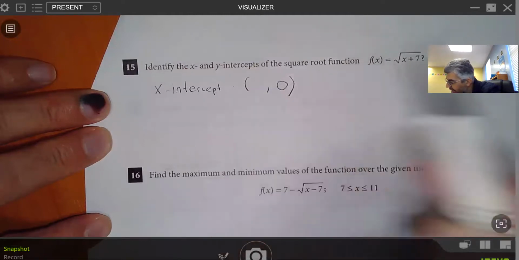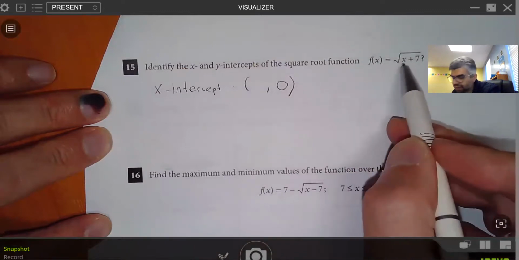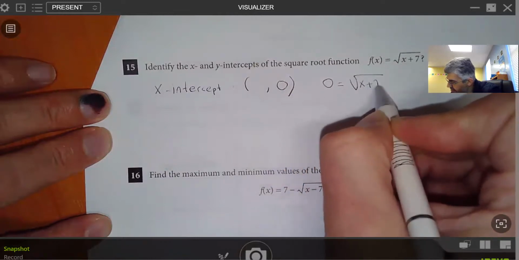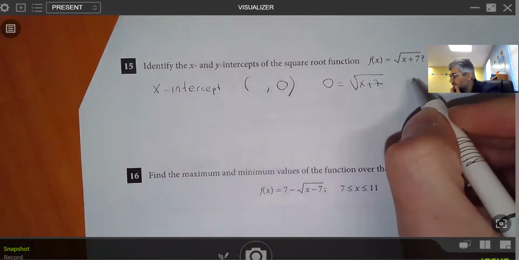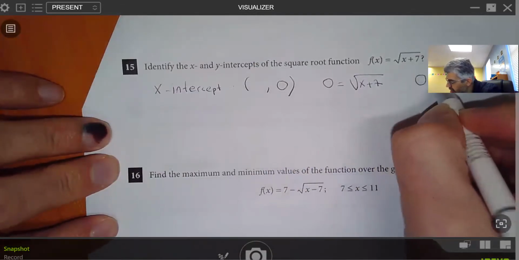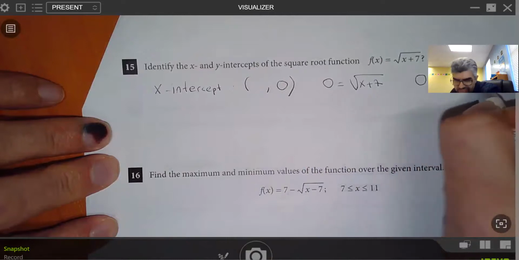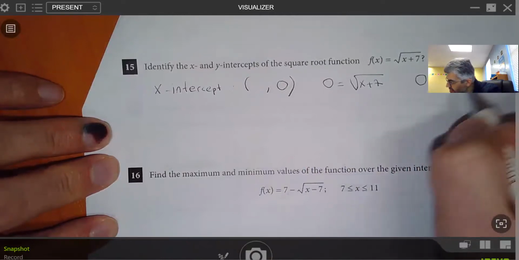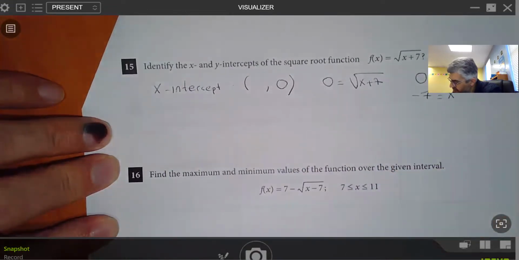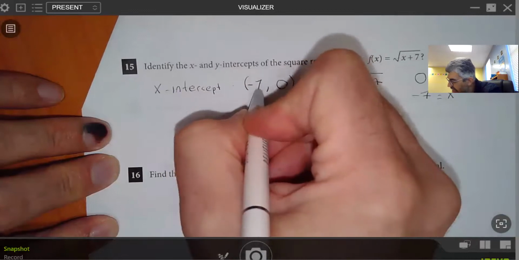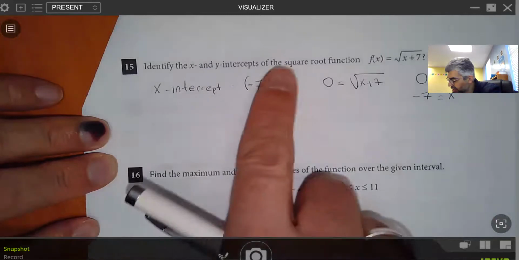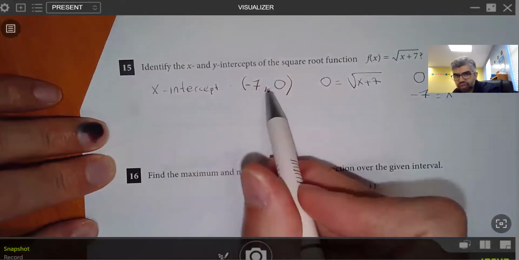So when y is 0, I will find the x value here. So 0 equals square root of x plus 7. And from here, I take the square of both sides. 0 is x plus 7. Understandable, I think. So from here, what is x, guys? x is negative 7. So the x-intercept is negative 7, 0. Okay? I don't say just negative 7. I have to write it as a point.